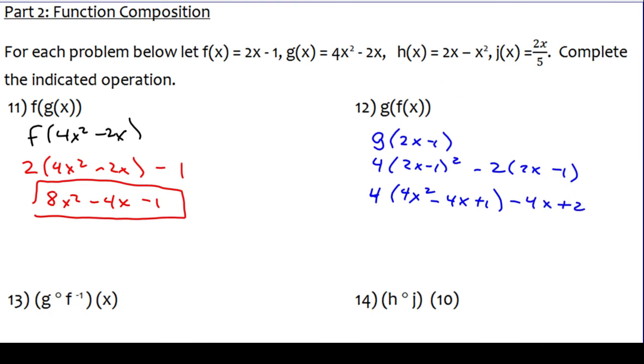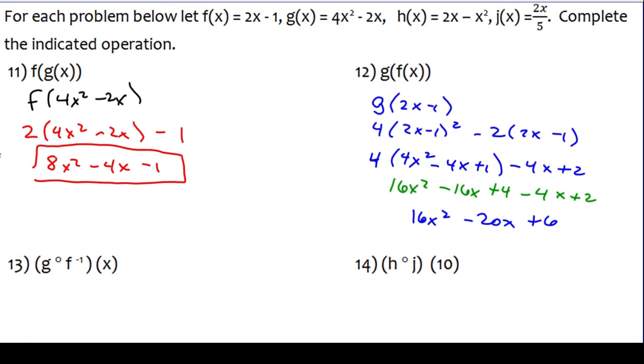Okay, so I'm almost done. I need to distribute the 4 into the first polynomial. That's now 16x squared minus 16x plus 4. And then I have this minus 4x plus 2 from the second part. Now I can just combine like terms, and it's going to look like 16x squared minus 20x plus 6. And that would be my final expression. So if you notice, f of g of x gave me a completely different answer than g of f of x. So be careful when you're plugging in that the order does matter, and that's going to make a difference.